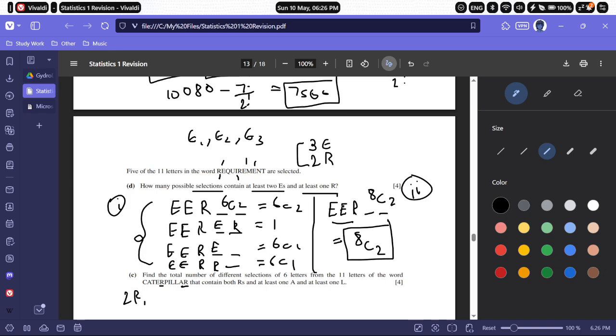Exactly. It doesn't matter which two letters you're choosing from the remaining. Order does not matter here because they're asking you for possible selections. When you see selections, that means order does not matter.